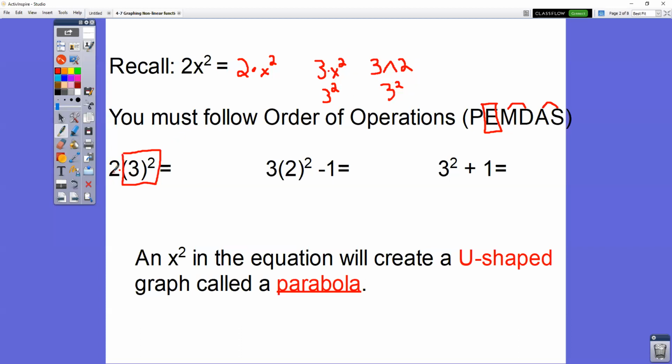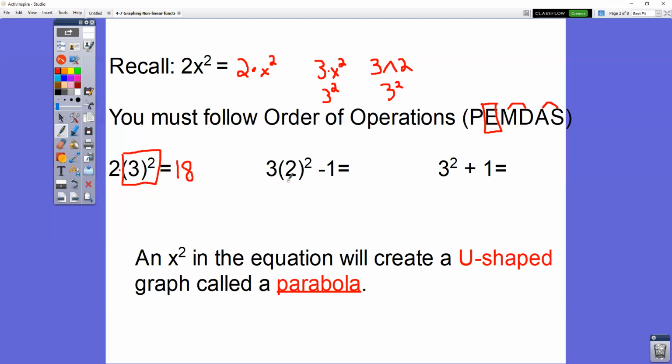You can type this whole thing into the calculator all at once. Calculators are smart. Calculators do order of operations for you. So 2 times 3 squared. If you're doing it in your head without a calculator, you have to follow order of operations. So we have to do the 3 squared first. 3 squared is 3 times 3, which is 9. 9 times 2 is 18. But again, you should be able to type this right into the calculator exactly how it looks and get 18 as well.